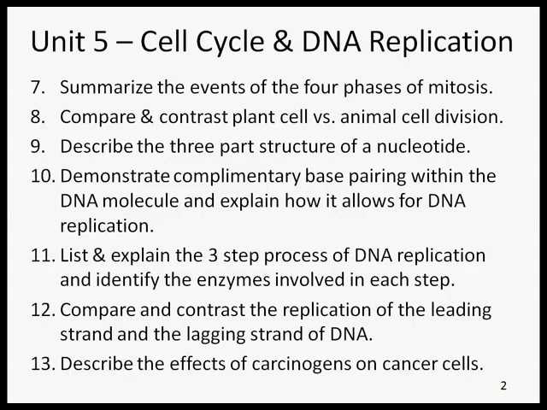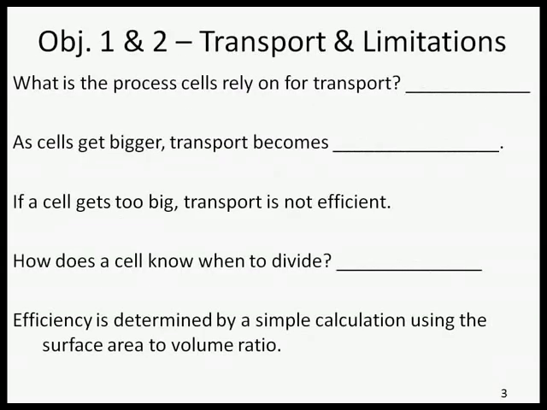This is basically the third chunk of this test. So it's going to be talking about cell size and surface area to volume ratios, chunk number 1. The second chunk will be the 4 phases of mitosis. And then the third chunk will be DNA replication, which is part of just the overall cell cycle. Cell cycle and DNA replication, you can see the main focus of this unit. So let's move on to the first slide.